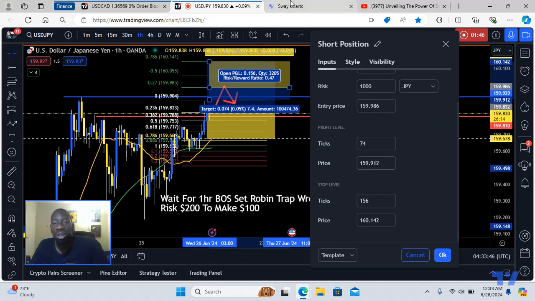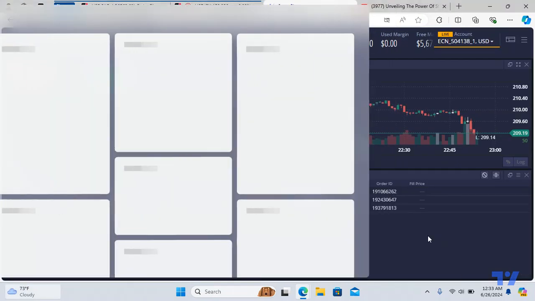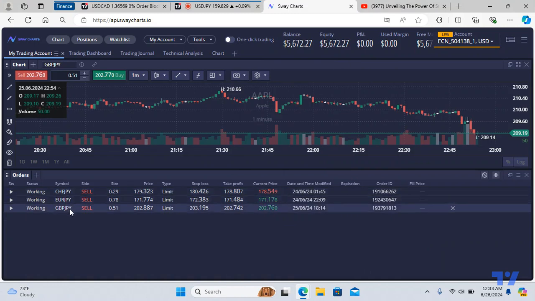But currently, also, these are the other orders right here that I'm waiting on currently. And again, that's the balance. Nothing really changed. We didn't really have trades today overall. So for USD JPY, we're risking $200 to make $100. You got 15 pip stop loss.